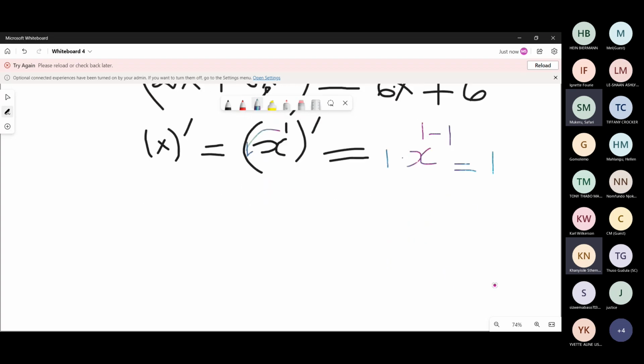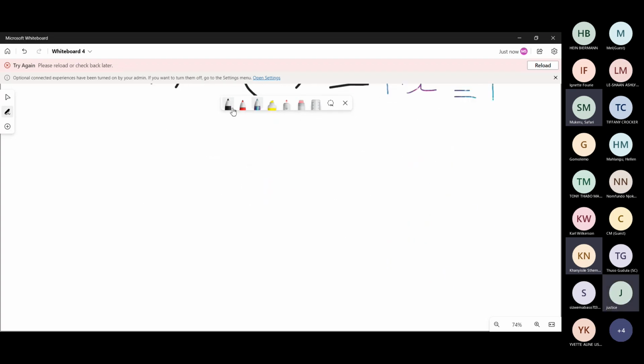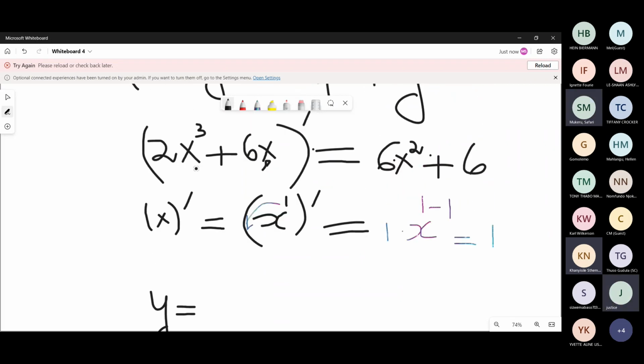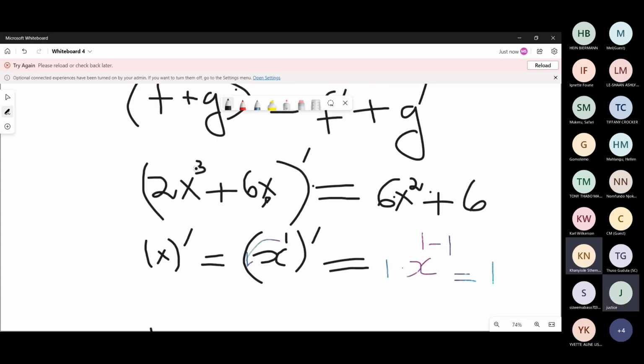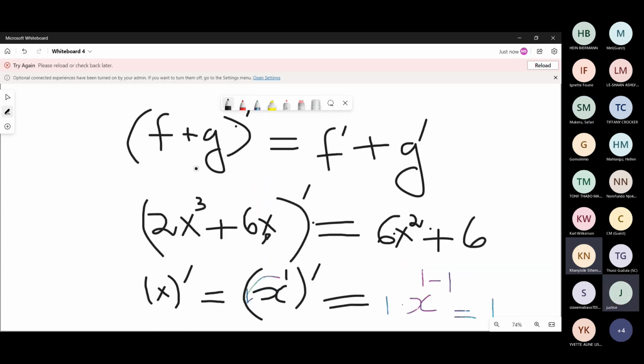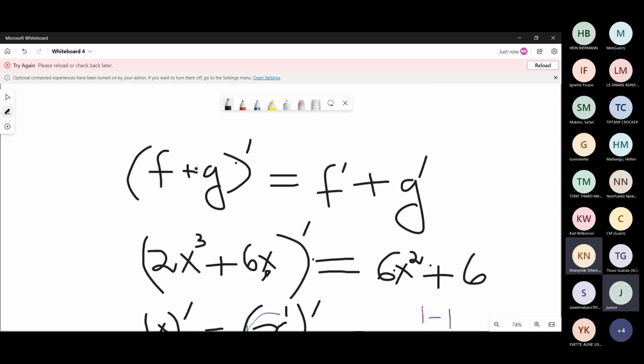Let me take another example. What is the derivative of the constant? Maybe we can go back a little bit? Yes, sure. You say f plus g is equal to f derivative plus g derivative. Yes. So somewhere I'm lost.